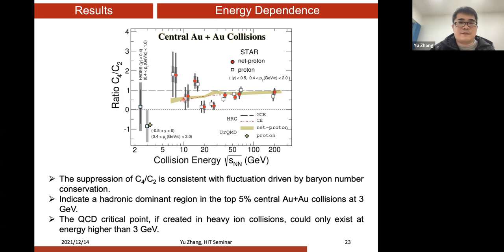The suppression from the Poisson baseline of C4 over C2 is consistent with the fluctuation driven by the baryon number conservation. And the consistency also indicates a hadronic dominant region for the top 5% Au+Au collisions at this energy. And we conclude that the QCD critical point, if discovered in heavy ion collisions, could only exist at energy larger than 3 GeV.